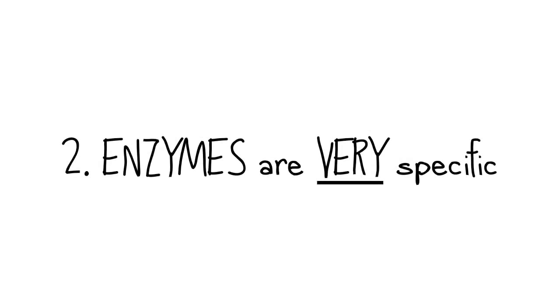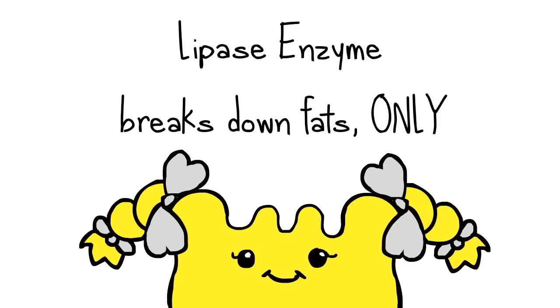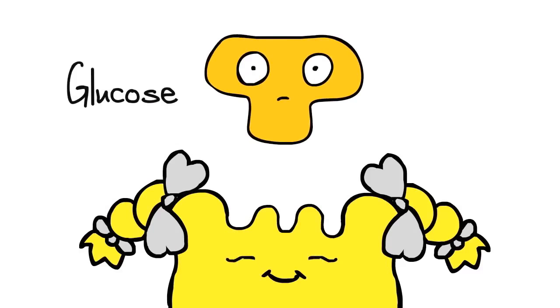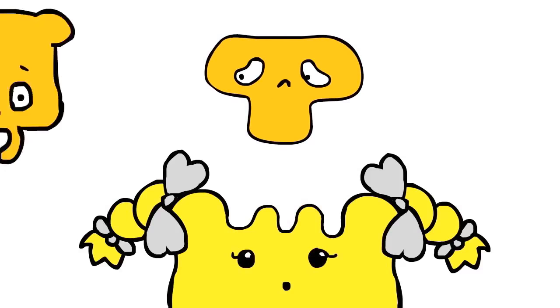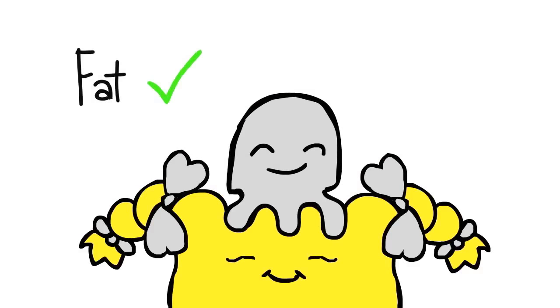Number 2, enzymes are very specific. Each enzyme can only bind to one type of substrate. Let's look at the case of lipase enzyme, which breaks down fats. Molecules like glucose and proteins cannot fit into the active site of lipase. Only fat cells can bind to the active site because they have the right shape.